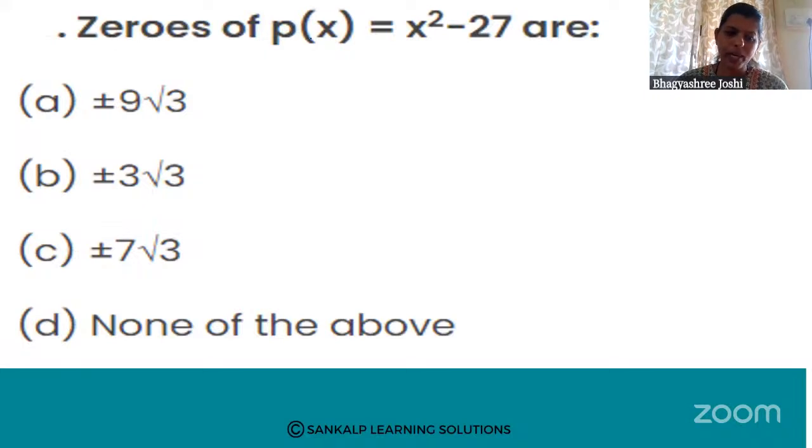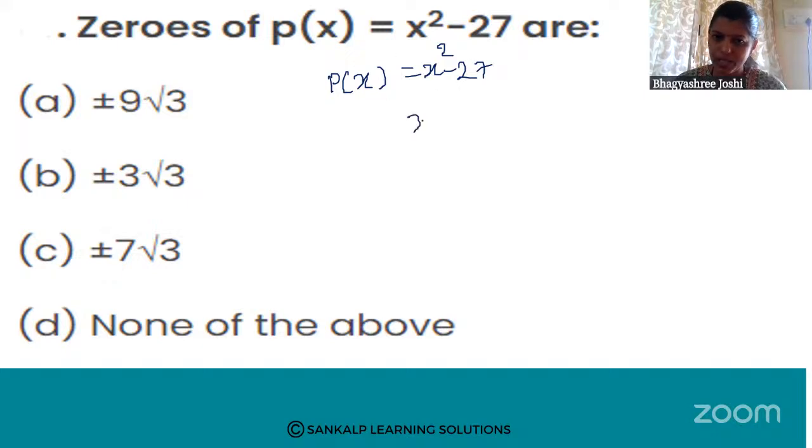Zeros of P of x: P of x is the polynomial x square minus 27. Now transfer this minus 27 to the other side, and you will get plus 27. That is, x square is equal to 27. Then what is the value of x? Plus or minus square root of 27.